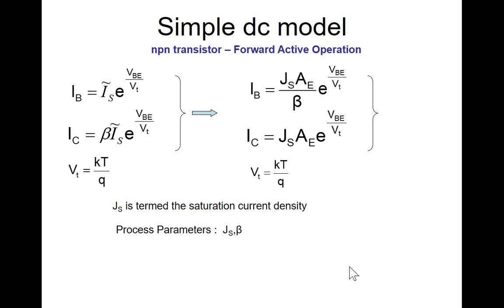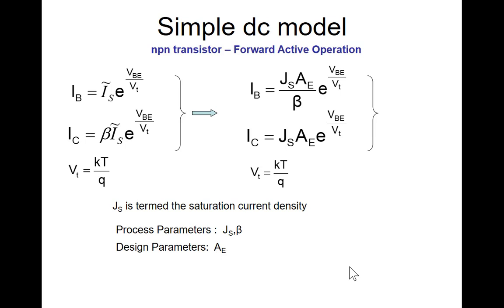There are two process parameters that we have now, JS and beta. For the MOS process, what did we have for process parameters? Mu, Cox, and VTH, right? So we had three process parameters for the MOS process, and we have two process parameters here. The MOS transistor has one geometric parameter, W over L. The bipolar transistor also has one geometric parameter. What is it? AE, the area of the emitter.